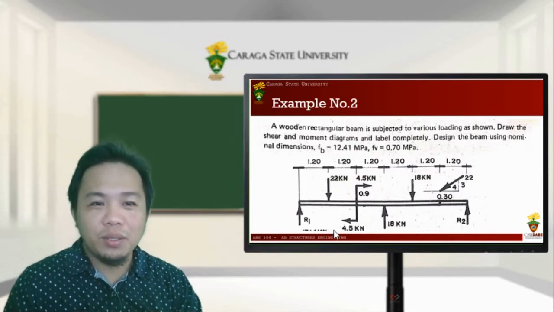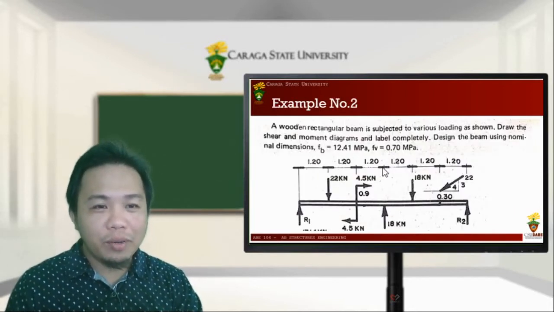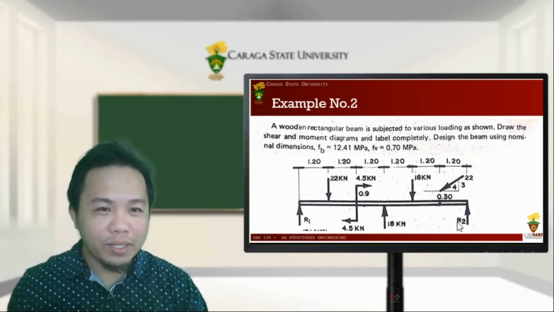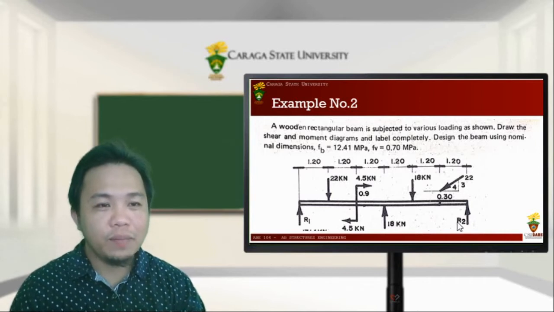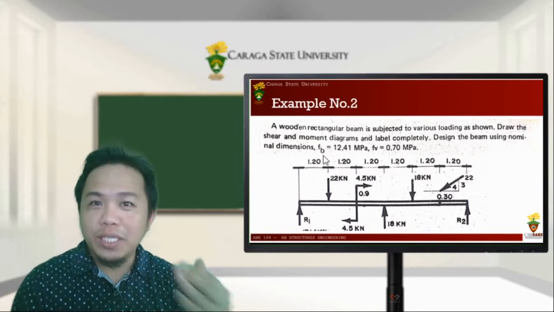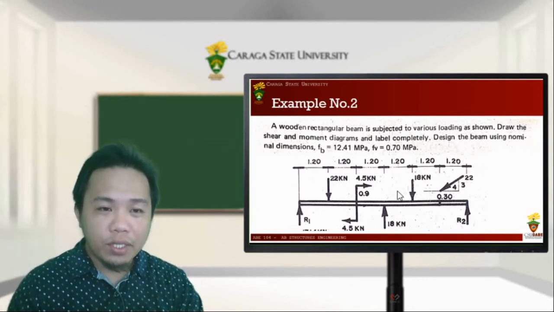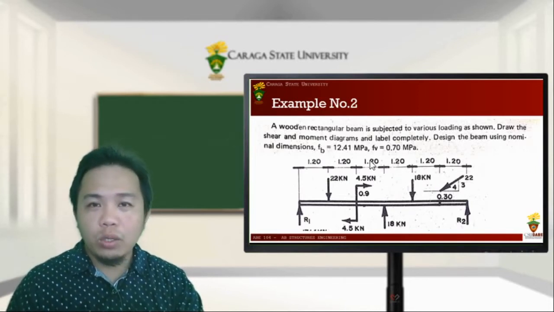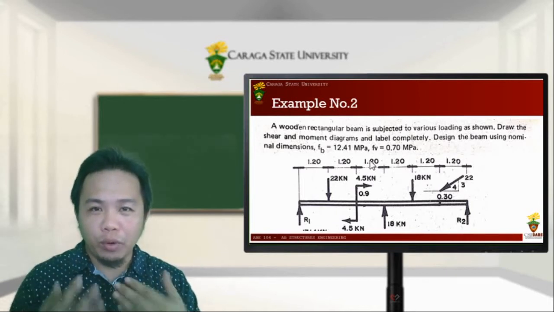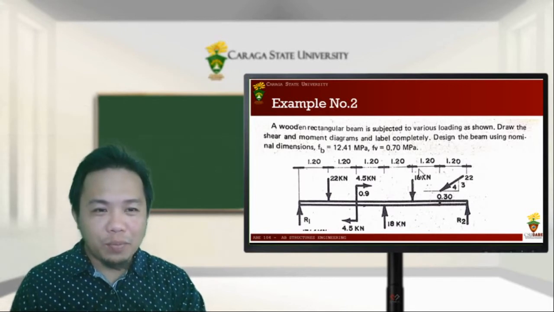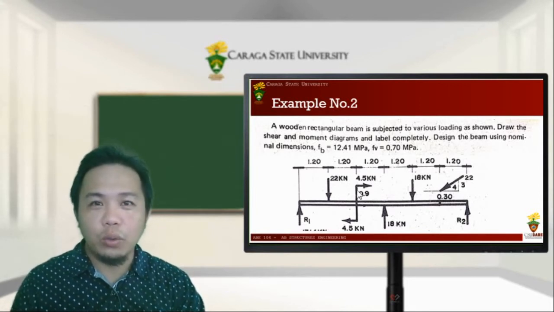Another example. We'll read the problem. A wooden rectangular beam is subjected to various loading as shown. Draw the shear and moment diagram and label completely. Design the beam using nominal dimensions. So we need to design the beam now. Given this configuration, we have this beam, this transverse load, and reaction 1 and reaction 2. We need to formulate the proper size of the beam with respect to this transverse load.